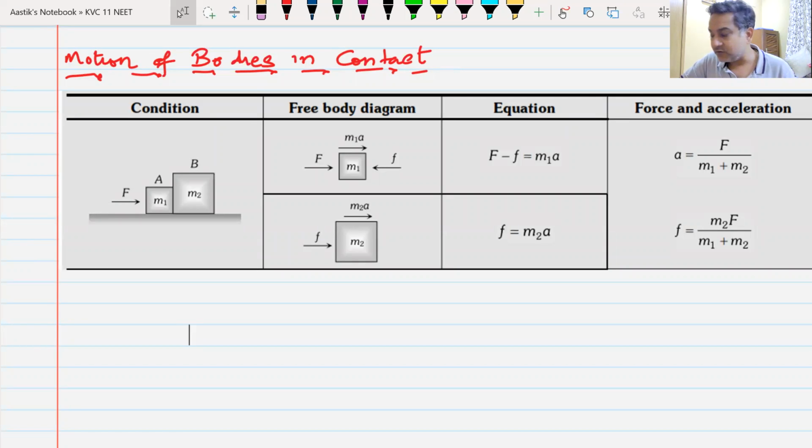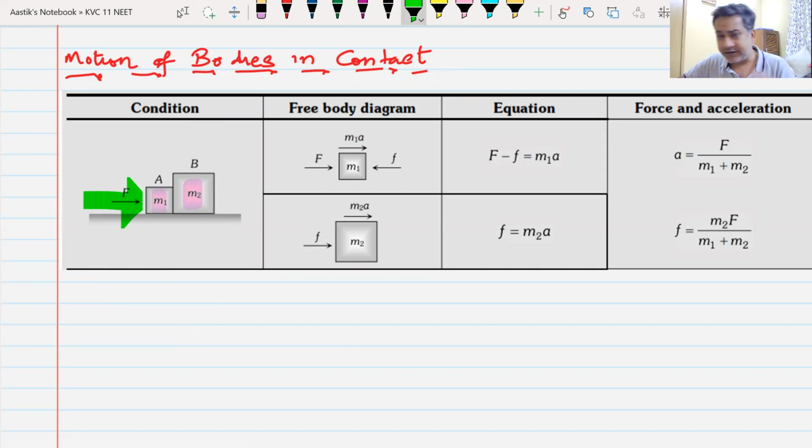See, here what do I have? I have two blocks of mass M1 and M2. Do you see these two blocks? Mass M1 and M2. They are kept in contact with each other. Yes or no? And I am applying a force F. This is a push. I'm pushing the body. Now what is going to happen?